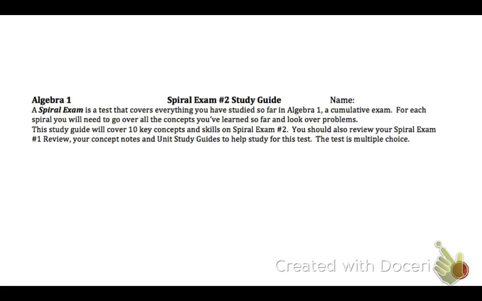So you want to make sure that you go over all the concepts that you've learned and look over the problems. This study guide will cover about 10 of the key concepts. You should also review your Spiral Exam number 1 review, because those concepts will be on it as well. And remember, the test is multiple choice.